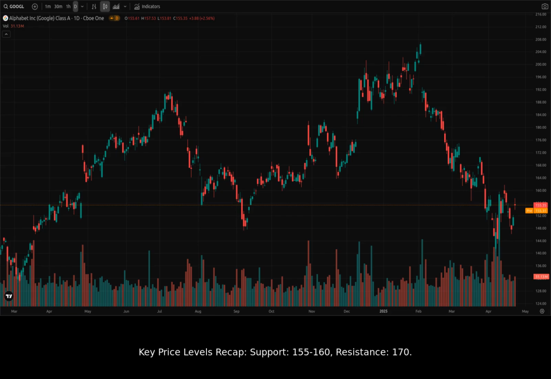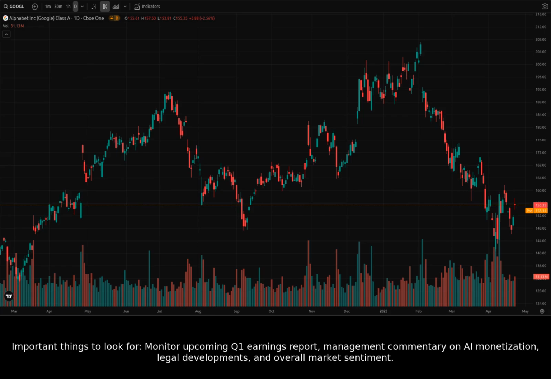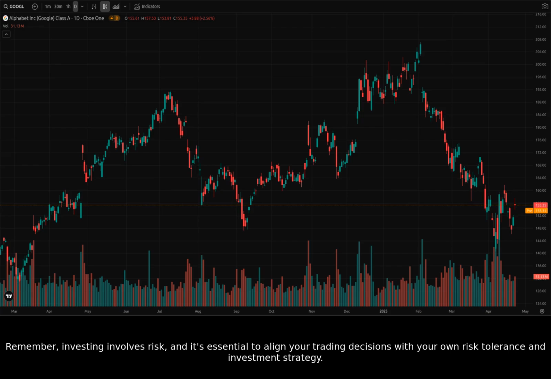Key price levels recap: support 155 to 160, resistance 170. Important things to look for: monitor upcoming Q1 earnings report, management commentary on AI monetization, legal developments, and overall market sentiment. Remember, investing involves risk, and it's essential to align your trading decisions with your own risk tolerance and investment strategy.